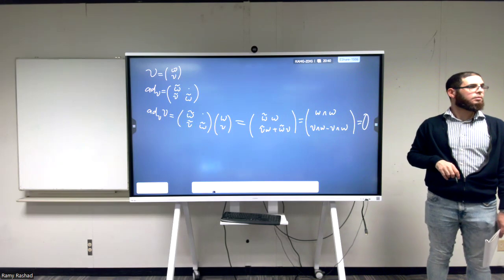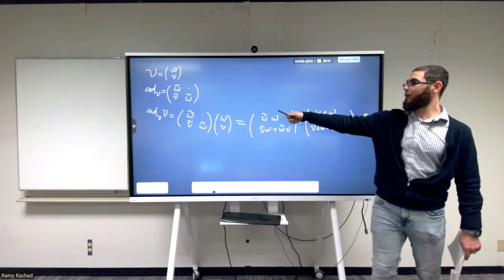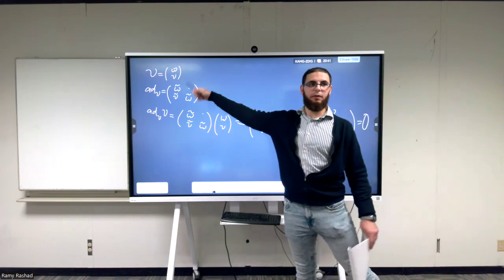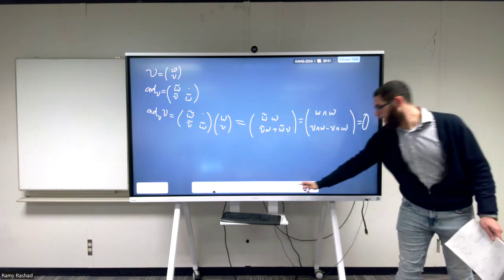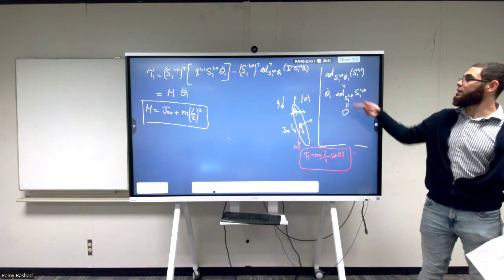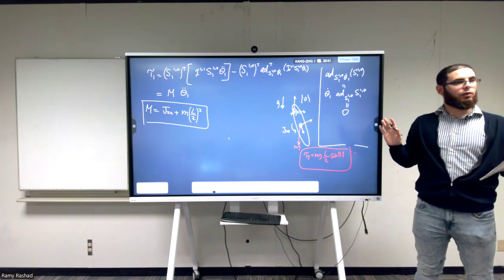So the adjoint operation between any two twists, of course the same, you always get a 0. And this is why we have this expression was 0. That's it. Any questions?